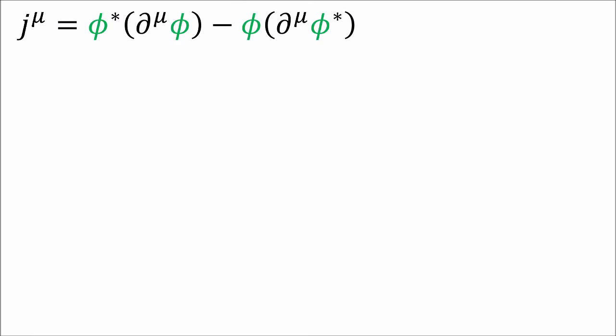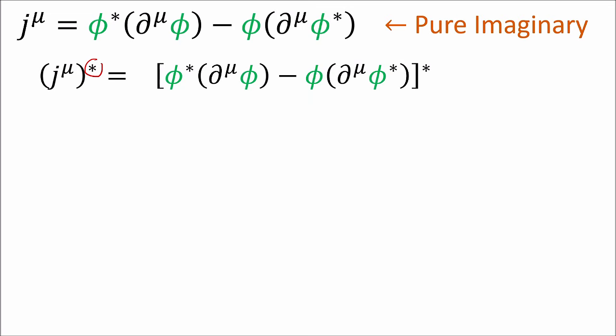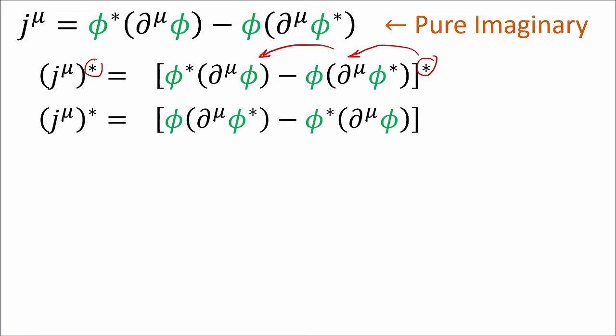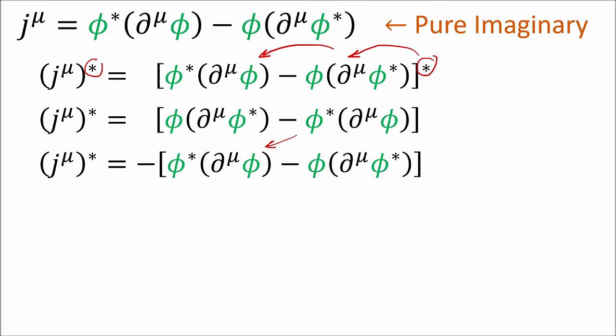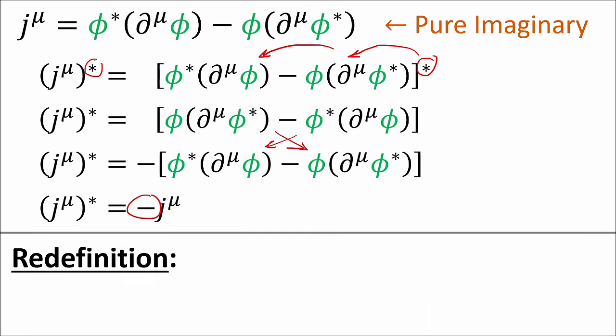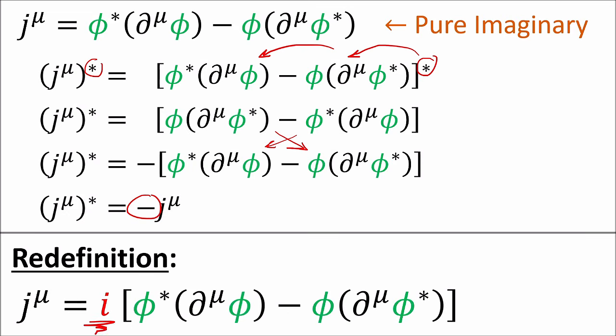Now, I will point out that this 4-vector current we've defined here is purely imaginary. We can see this by taking the complex conjugate of the formula, then distributing the star to all the terms inside, and seeing that we get the negative of the original 4-vector. Since the complex conjugate equals the negative, this means that J is purely imaginary. Because of this, we usually define J by multiplying this formula by the complex i to make the result purely real.